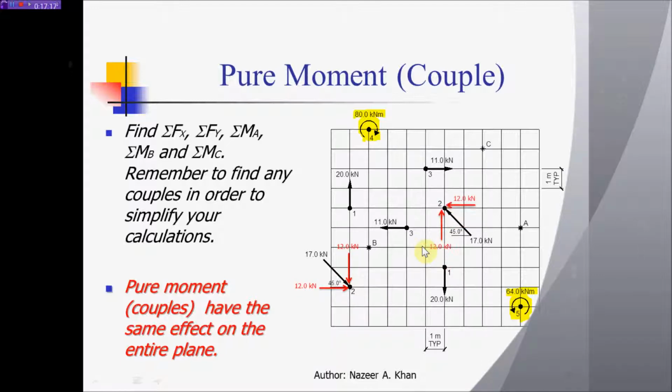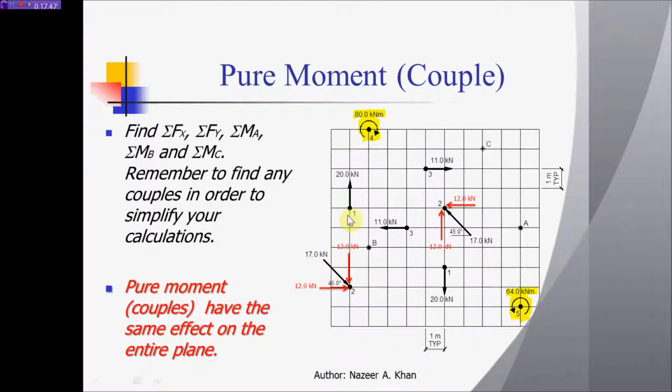Okay, there they're resolved. As you could see, this and this makes one pair of couples, and this makes one pair of couples. As we know, in the horizontal direction, this and this would cancel out each other. This one and this one would cancel out each other. And that's all the horizontal forces we have. So we know summation of forces in the horizontal direction is going to equal 0.